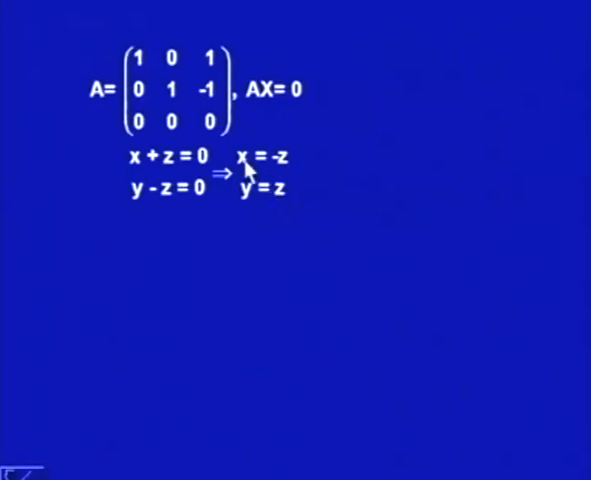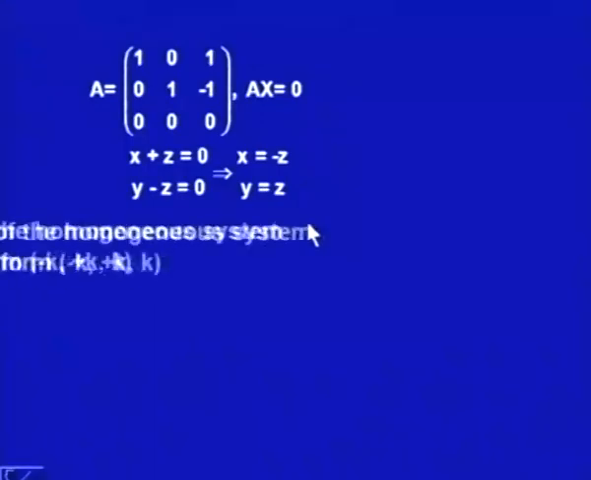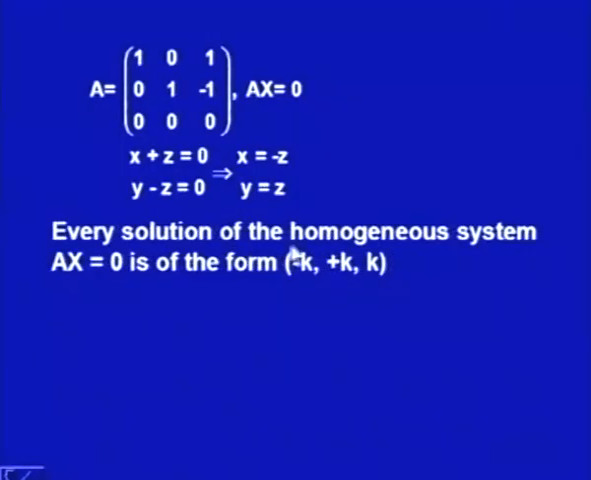That means we can write the first component in terms of the third and the second component in terms of the third, and we can assign any value to the third component z. So, every solution of the homogeneous system Ax is equal to 0 is of this form. You change the value k and you will have k and minus k, the second component and the first component. So, we say the solution of this equation will be of this form. So, this will be the null space.